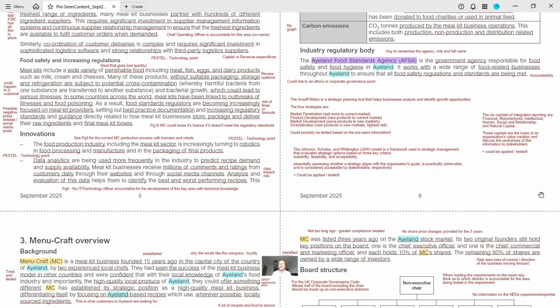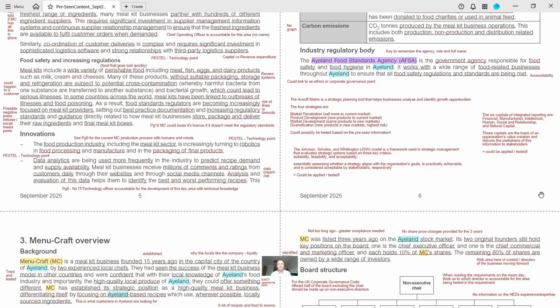Another area that covers a lot of bases within the pre-seen materials are the 6 capitals of integrated reporting, which are financial, manufactured, intellectual, human, social and relationship, and natural capital. So these capitals are based on an organisation's value creation and discuss the usefulness of the information to stakeholders. Well, I can tell you now they've talked about value creation in the pre-seen materials. You'll see it later on, and there are a variety of stakeholders that are referred to. So again, definitely one you need to be aware of, could be applied, and you'll see that in the mock papers that Astranti provide in the links below.